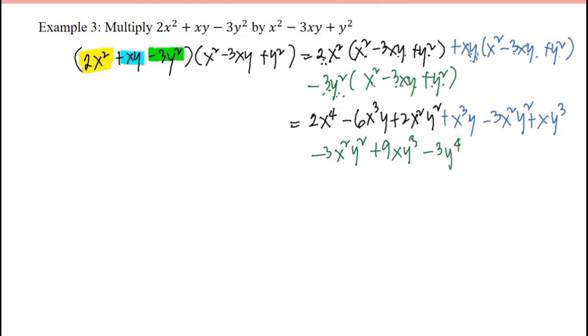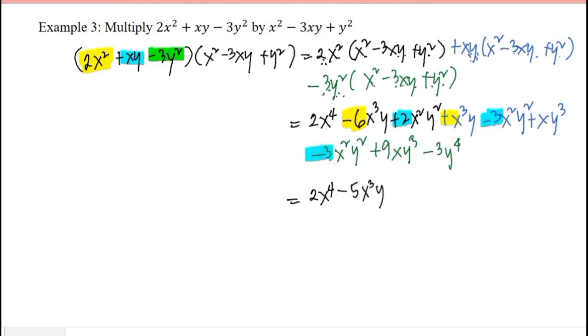Now the next thing that we are going to do is to combine like terms. So for x to the 4th, nag-iisa lang naman siya. So that's 2x to the 4th. And for x cubed, y, so meron siya kasama. 6, tapos x cubed y, so that's 1. So it's negative 5. So we have here minus 5x cubed y. Then for x squared y squared, so that's 2 minus 3, so that's negative 1.